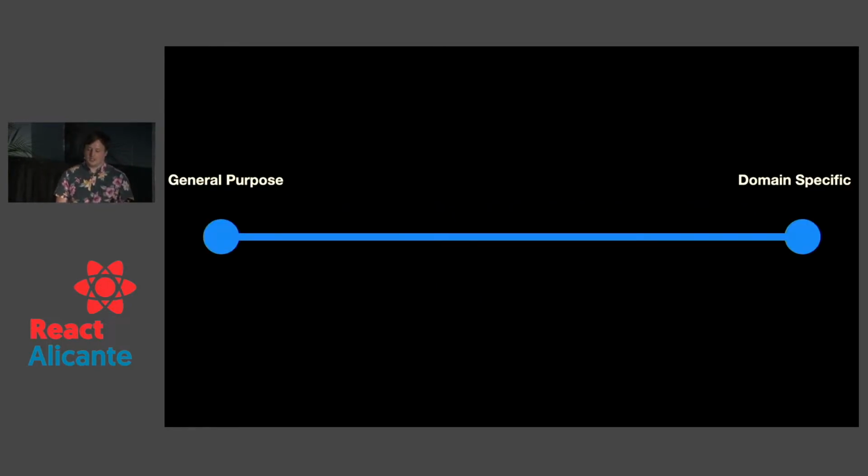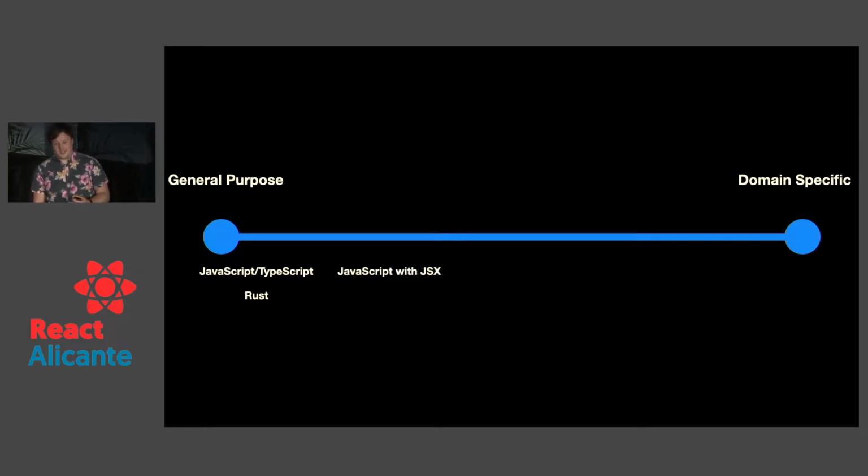Well, all programming languages exist on some spectrum, from general purpose to domain-specific. At the general purpose end, we've got languages you'll be familiar with, like JavaScript and TypeScript, Rust, C#, Java, etc. As we add, say, JSX into JavaScript, it becomes a bit more special purpose. We start thinking about it as being really a language for creating web front ends and native applications.